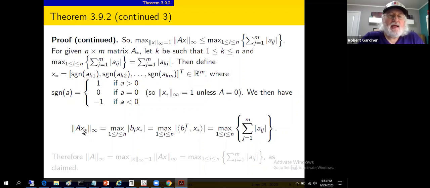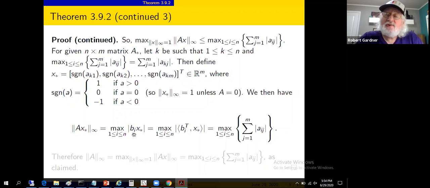Then, if we look at A times this particular vector x star, and take the infinity norm, that's a maximum of what happens when you do this stuff. We'll have a row of A times column vector x star, row of A times column vector x star.